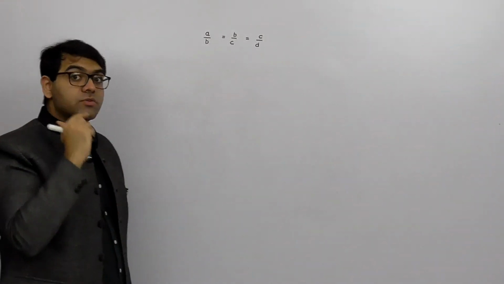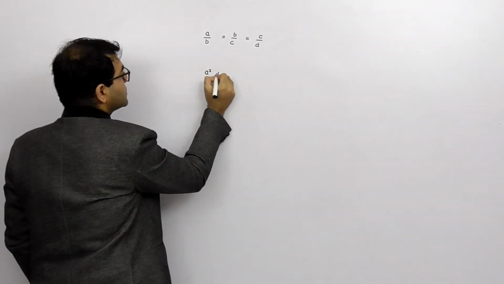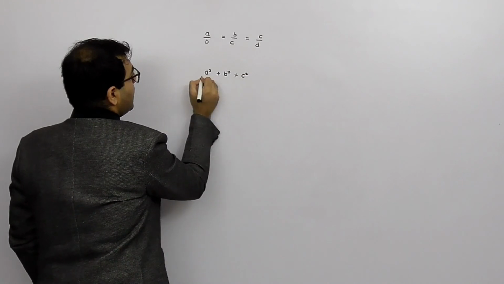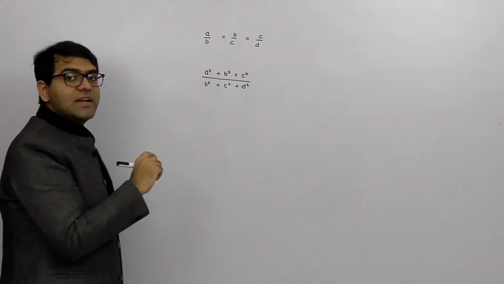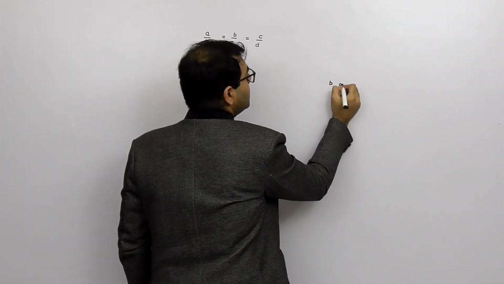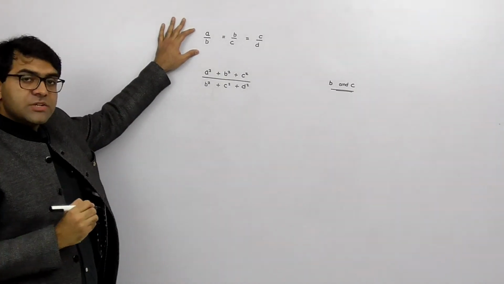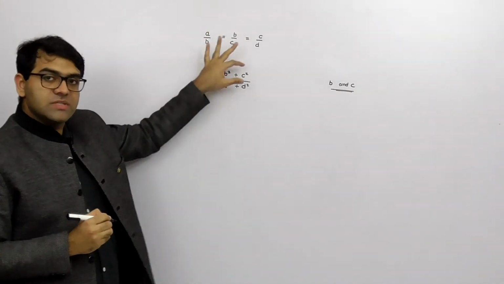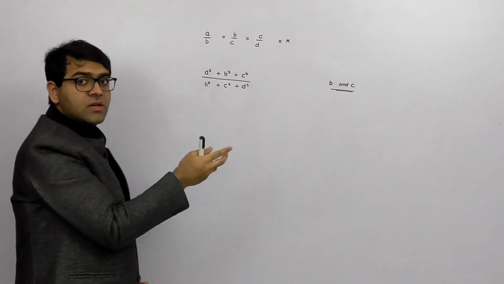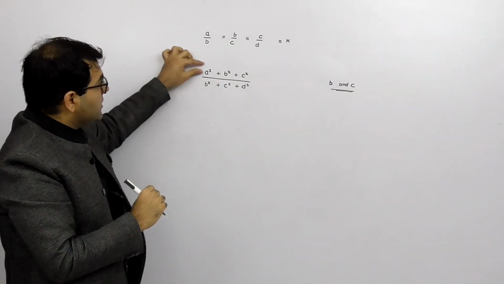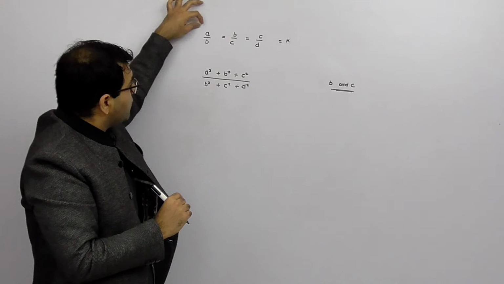Okay, so since they are in continued proportion, this is what I deduce here. What I have to find here is the value of a square plus b square plus c square divided by b square plus c square plus d square. Now I have to find this value in terms of b and c. So mujhe is value ko b and c ke terms mein express karna hai. I begin the question by considering this ratio a by b equals b by c equals c by d as equal to k. Now, if these three terms are equal to k, then from here I can directly say that the numerator of this ratio is nothing but an expression of all the numerators of these ratios.